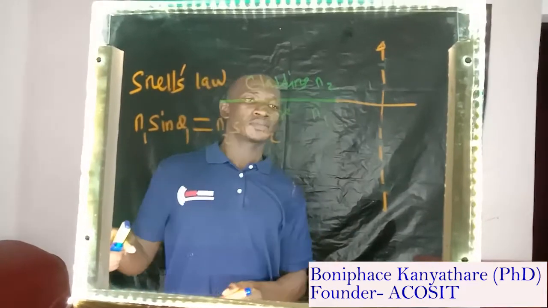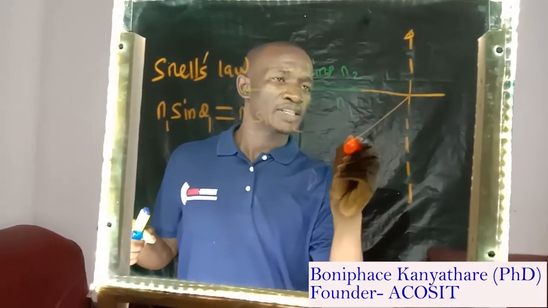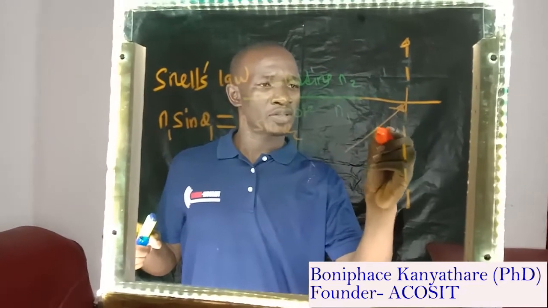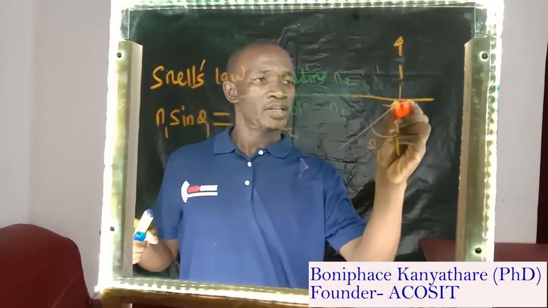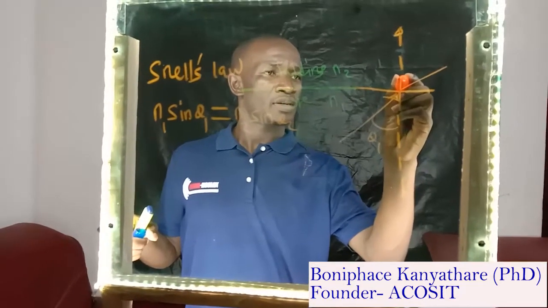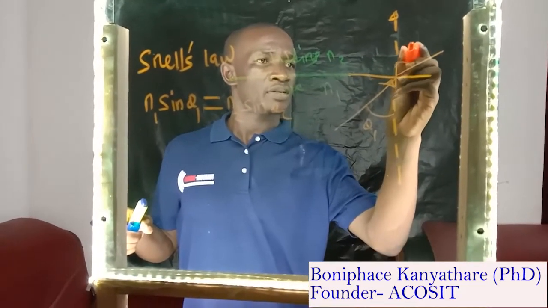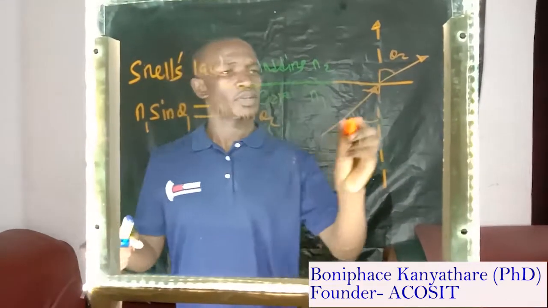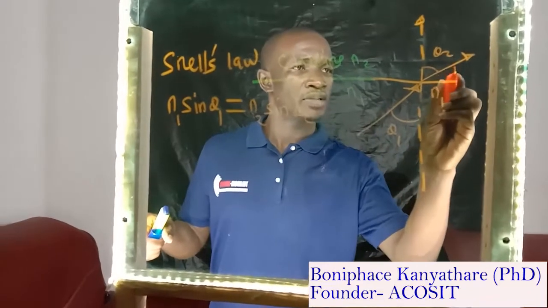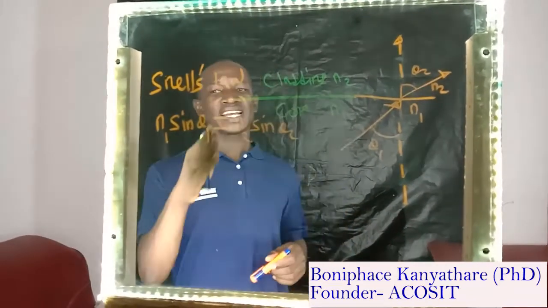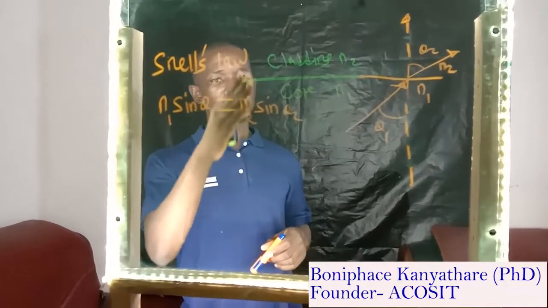This is our normal. This is our incident ray towards the normal. So we can call this theta 1. For the case of refraction, this is the angle. Call this theta 2. This is N1. This is N2. So N1 sine theta 1 is equal to N2 sine theta 2.